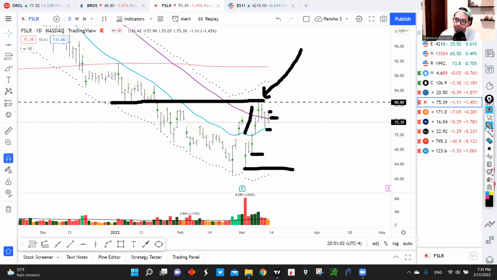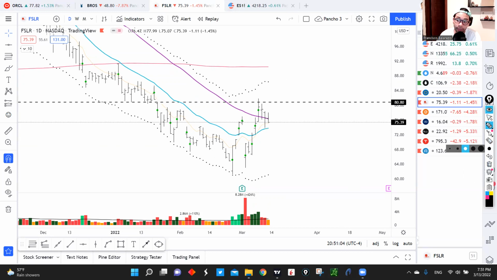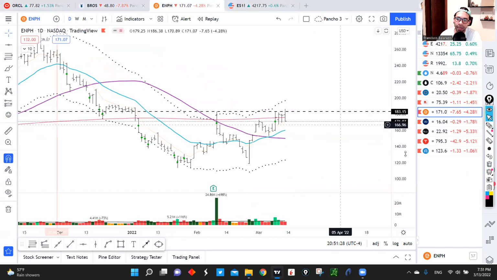So basically, we're just letting the market give us what it wants to give us, right? We're managing risk using this high as a stop, or maybe even the 50 daily moving average, and actually expecting that FSLR is going to lose this 21 exponential moving average and just continue to move lower.